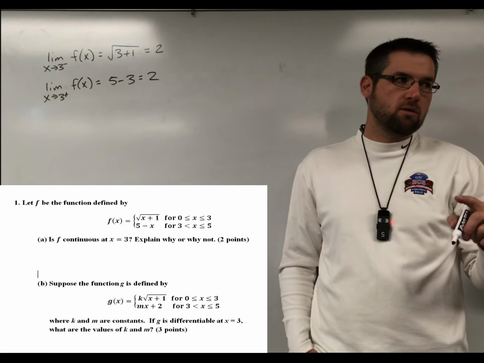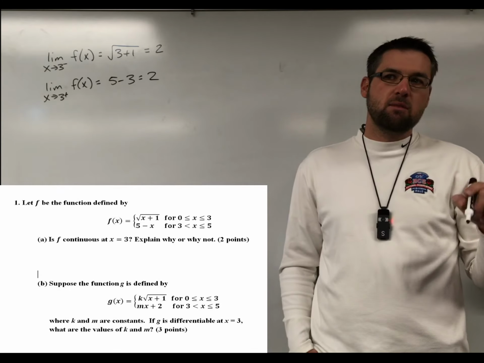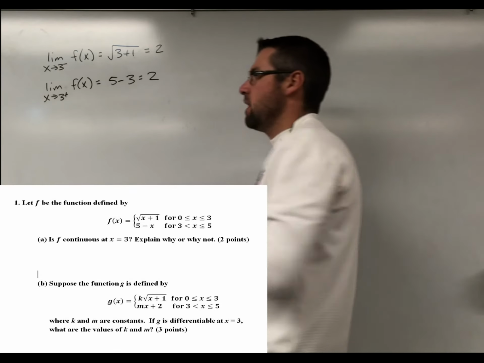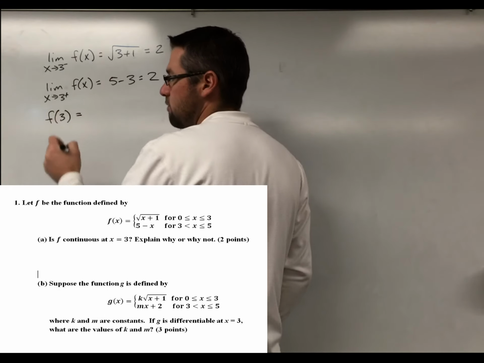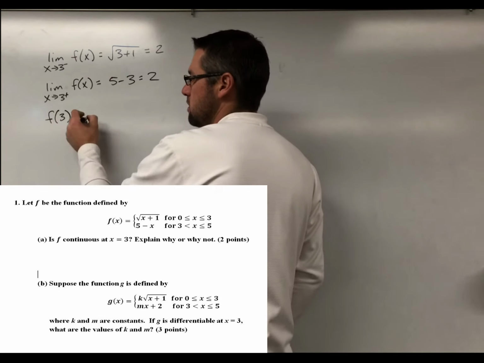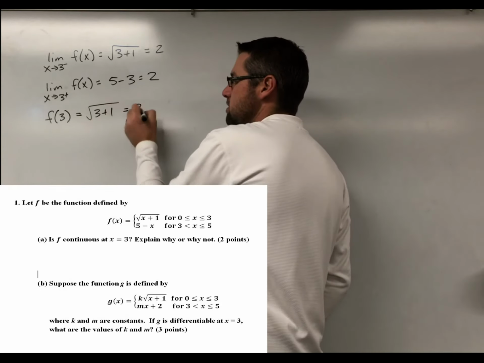Therefore, no, the function is not continuous yet. The limit exists at 3. The last thing we need to check is f of 3. F of 3 is using which part of the piecewise? The top, so it's going to be, again, radical 3 plus 1, so that's going to be 2.